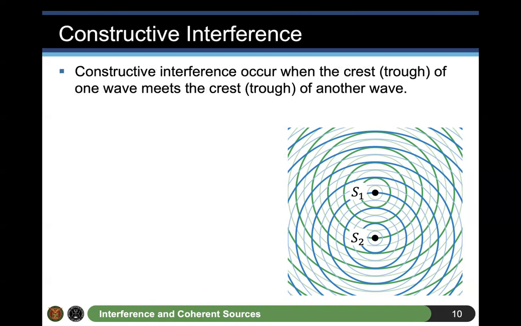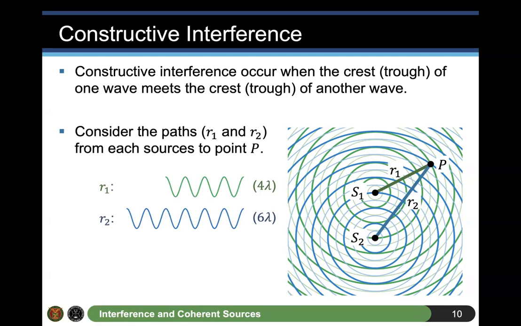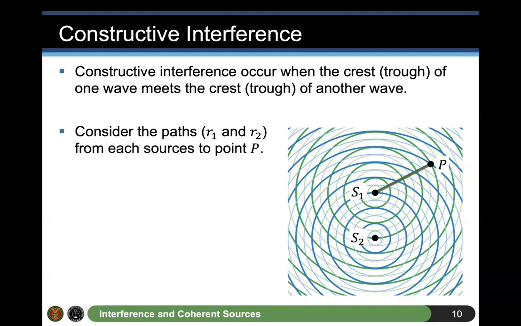Kailan nangyari yung constructive and destructive interference? Okay? So constructive interference again occurs when the crest of one wave meets the crest of another wave. So, pag yung crest to crest yung nag-align. So, for example, in point P, okay, consider the paths. So, if your point P is located here, kung nandito ka sa point P, consider the paths R1 and R2. Okay? Sa R1 muna. So, si R1 from the source S1.